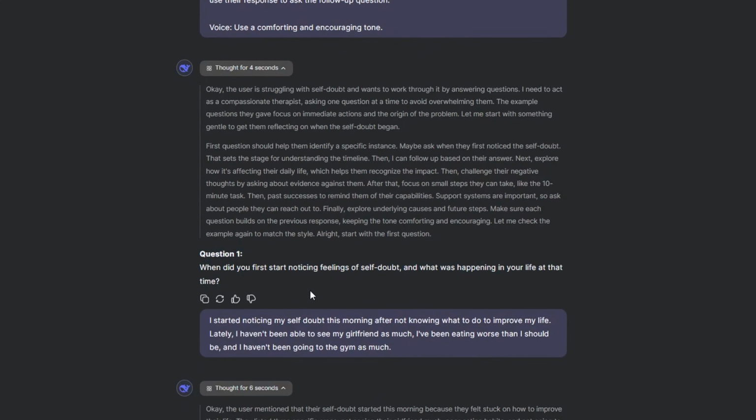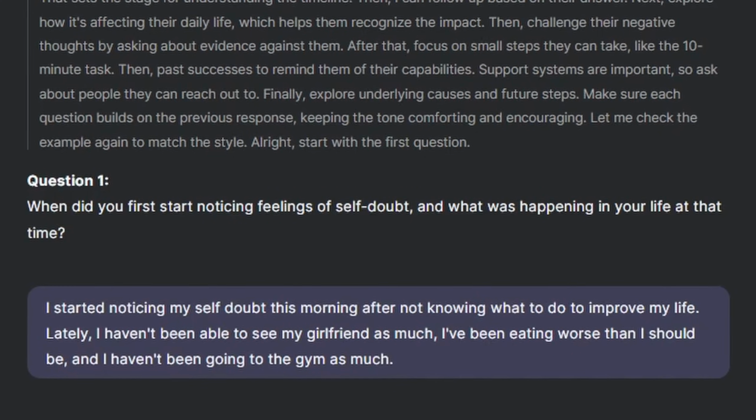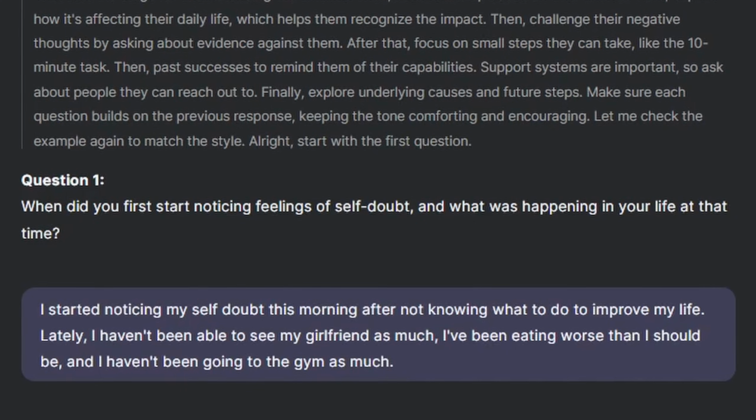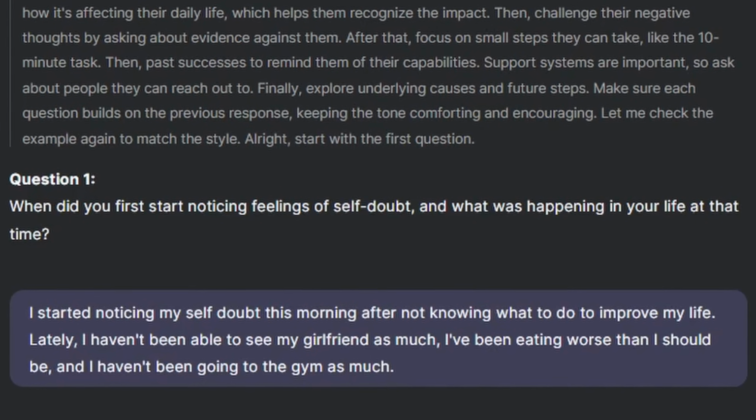It asked me about my feelings of self-doubt and when I first noticed it. I responded with, I started noticing self-doubt this morning after not knowing what to do to improve my life. Lately, I haven't been seeing my girlfriend as much. I've been eating worse than I should be, and I haven't been going to the gym as much.